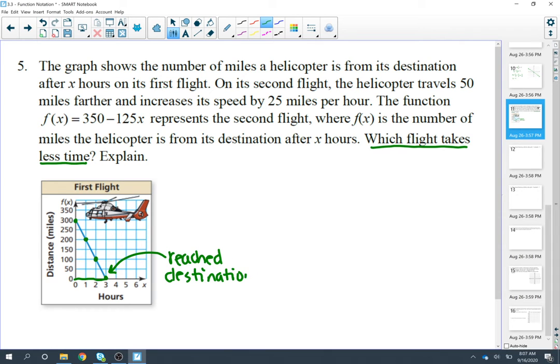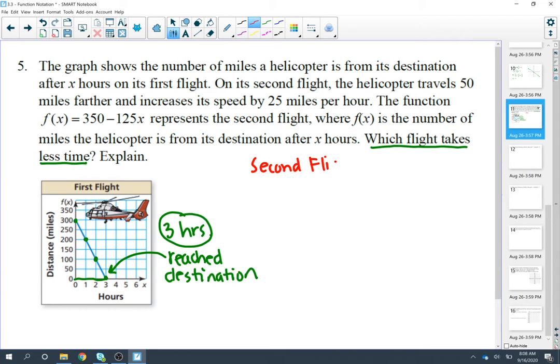So then the question is, how long did it take to reach its destination? Well, that's where our x-axis comes into play. It took 3 hours. So after 3 hours, the first flight has reached its destination. Now we have to look at the second flight.